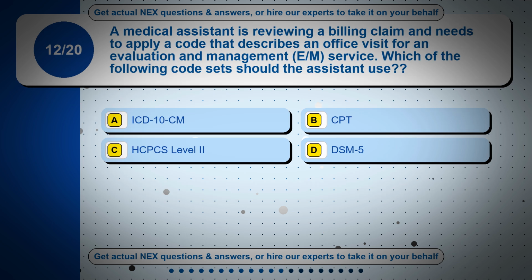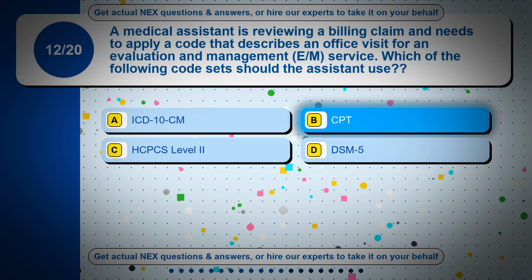Question 12. A medical assistant is reviewing a billing claim and needs to apply a code that describes an office visit for an evaluation and management (E/M) service. Which of the following code sets should the assistant use? Option A. ICD-10-CM. Option B. CPT. Option C. HCPCS Level 2. Option D. DSM-5. The correct answer is option B.